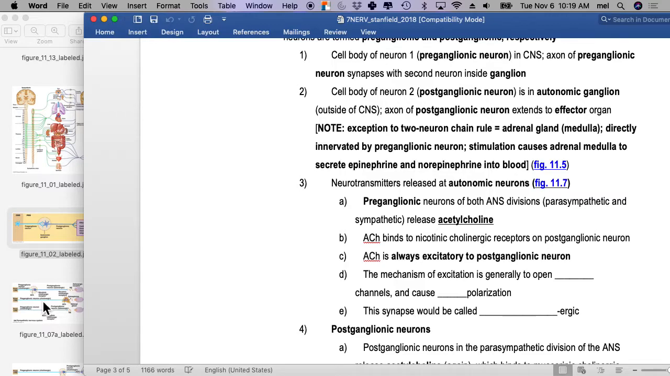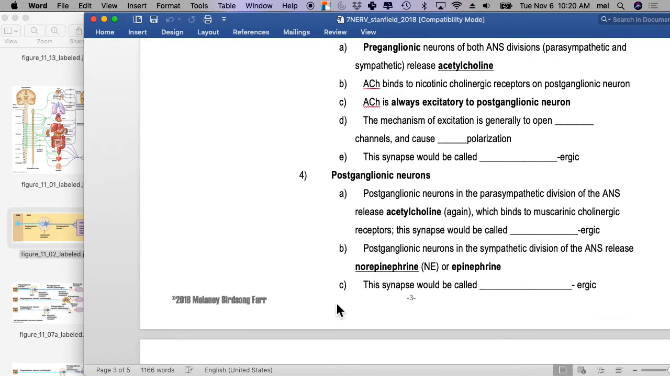The preganglionic neurons of both ANS divisions, sympathetic and parasympathetic, will release acetylcholine. Acetylcholine binds to nicotinic cholinergic receptors on the postganglionic neuron, and it's always excitatory to the postganglionic neuron, and the mechanism is just what you think it would be. The mechanism is generally to open what kind of channels? Sodium, and cause what kind of polarization? Depolarization. These synapses, all 3 of these are what ergic? Cholinergic.